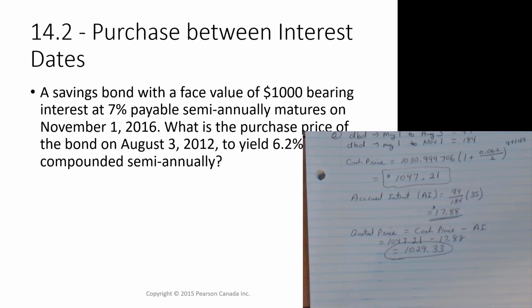So anytime we're finding purchase price between interest payment dates, these are the 3 deliverables that are potential. We need to find the cash price, the accrued interest, and the quoted price. Okay. Cash price is the hardest one. Accrued interest is very easy. Quoted price is even easier. But cash price does require that two-step process.